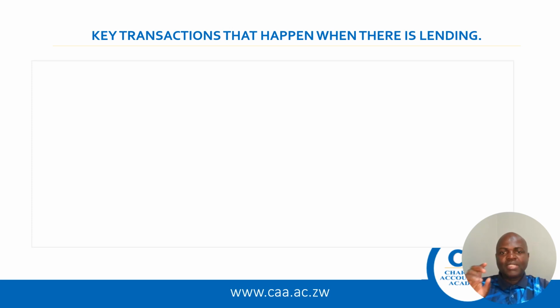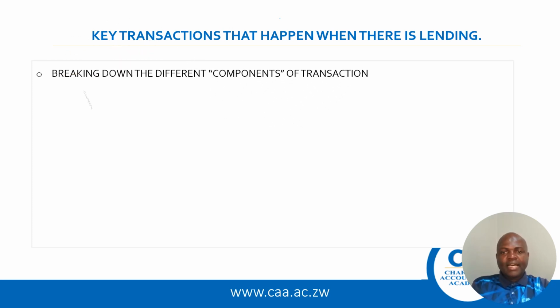So what needs to be done first is, what is my scenario? What is my transaction? What happened, right? What are the key things that happen when there is lending? Don't worry about the tax at that stage. So at lending, you know that the components are, there will be a principal. Someone will give another person an amount, and that's the loan principal.